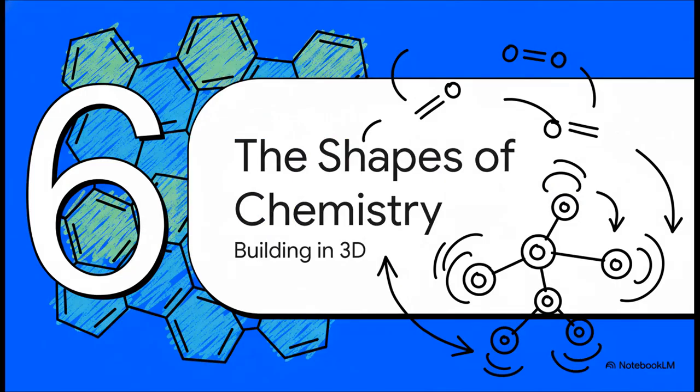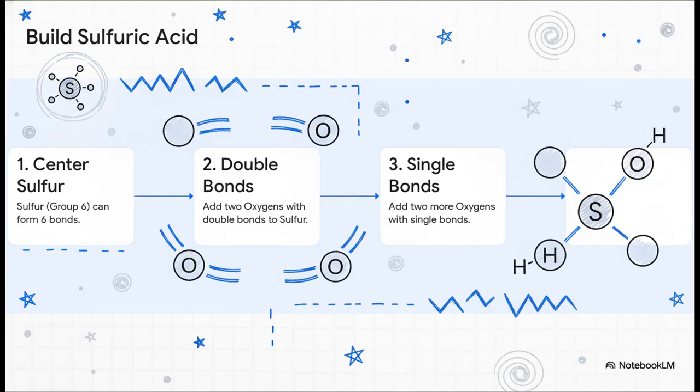All right, let's put that golden rule to the test. We're going to build a more complex molecule from the ground up, using nothing but the group numbers and counting the bonds. Let's build sulfuric acid. Sulfur is in group 6, so it needs 6 bonds. We'll put it right in the middle. We can satisfy 4 of those bonds by double bonding it to 2 oxygen atoms. That leaves 2 bonds left. We'll use those to single bond 2 more oxygens. And finally, the 2 hydrogens each attach to one of those single bonded oxygens. And that's it, a perfect stable structure built just by following the rules.